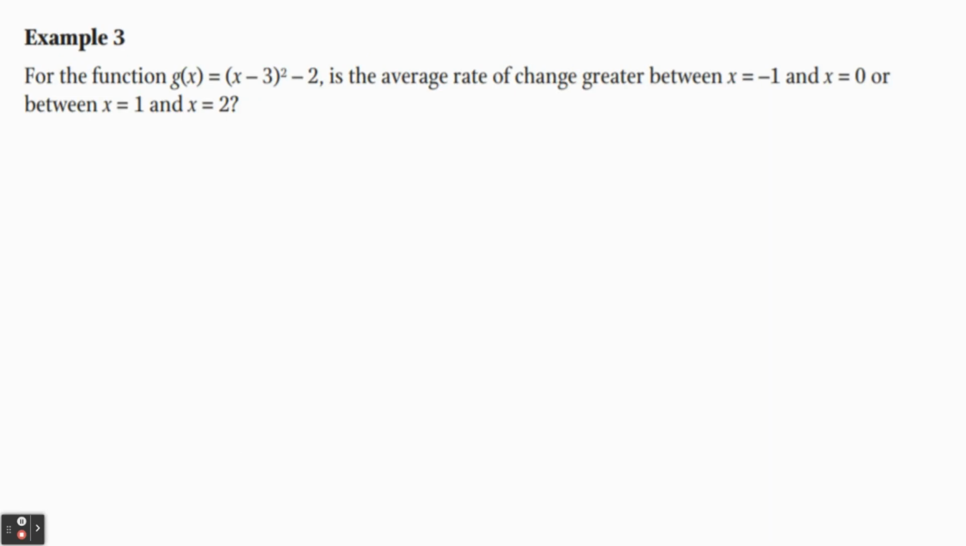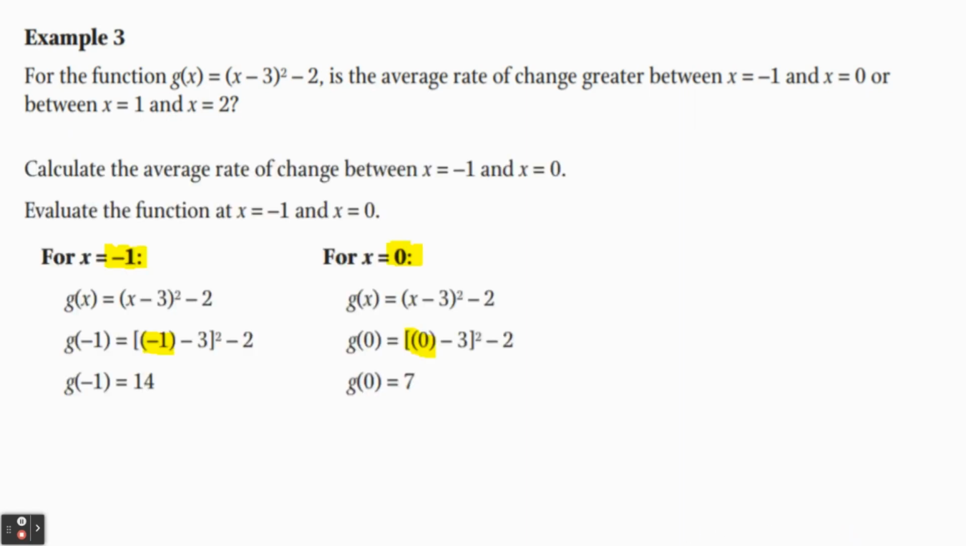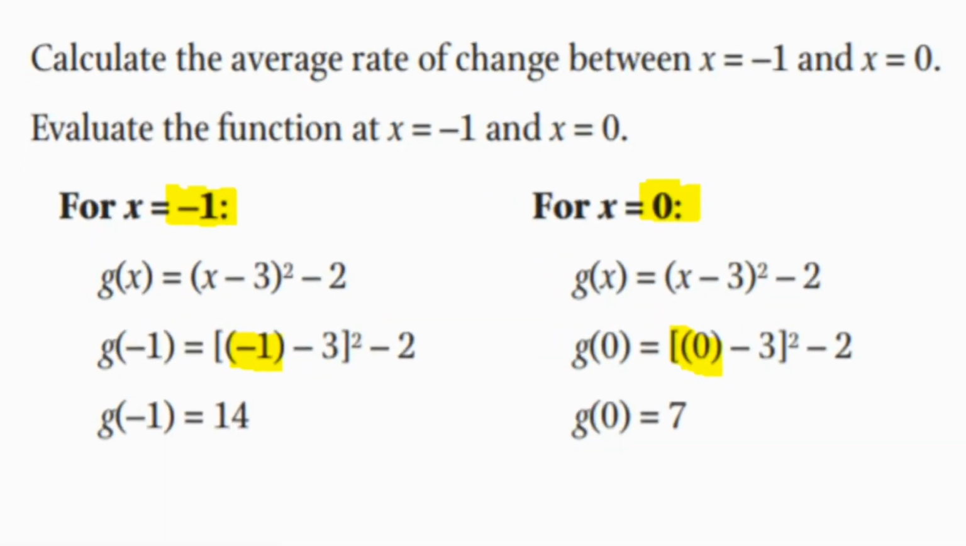Example 3, for the function g of x equals quantity x minus 3 squared minus 2, is the average rate of change greater between x equals negative 1 and x equals 0, or between x equals 1 and x equals 2? So we're going to need those y values again. We're going to need to do both rates of change. So let's calculate these y values first. So let's take a look at the domain between negative 1 and 0. So again, we just substitute those numbers in. We figure out g of negative 1 is 14 and g of 0 is 7.